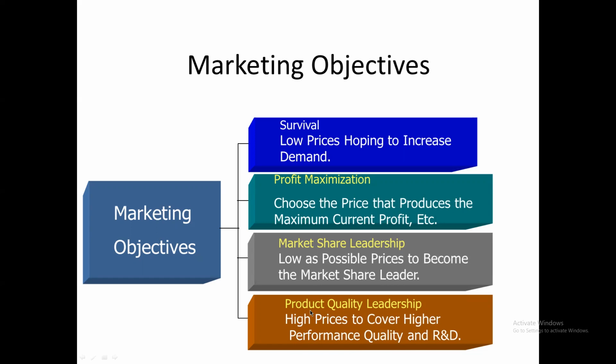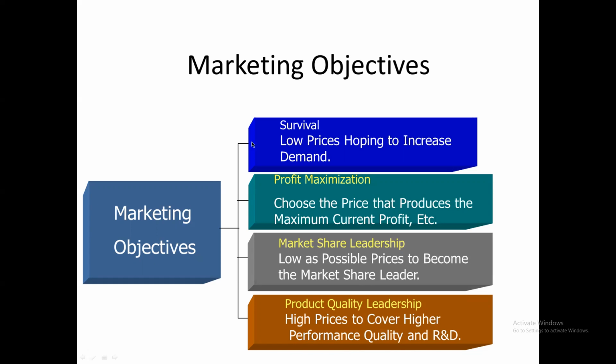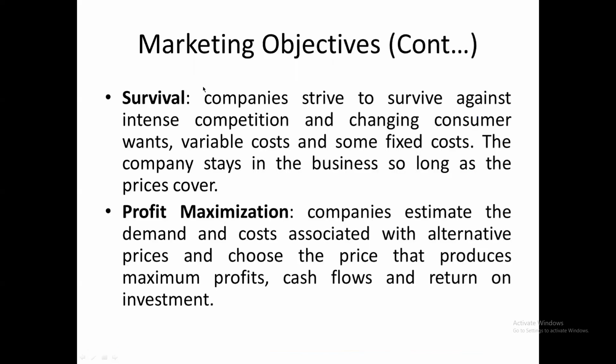Then the ultimate objective of our company is product quality leadership. High prices to cover higher performance, quality, and research and development. Then what is the first objective, that is survival. In details, companies strive to survive against intense competition and changing consumer wants, variable cost, and some fixed costs. The company stays in the business so long as the prices cover.